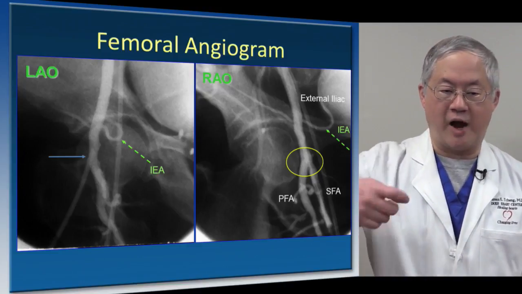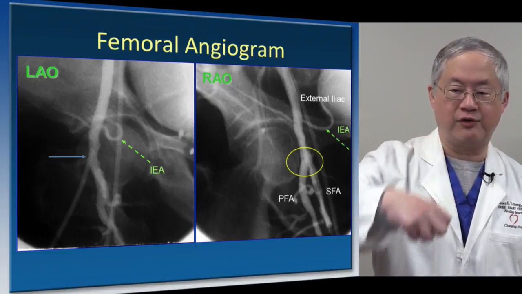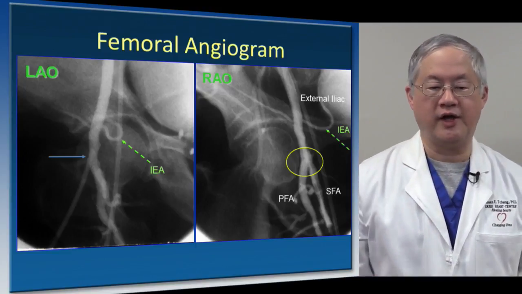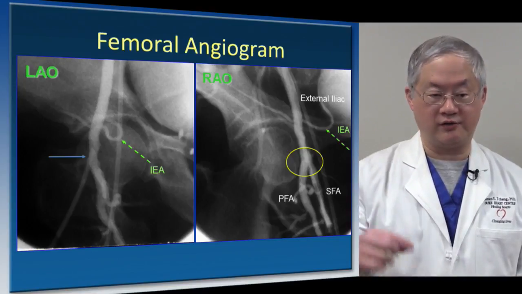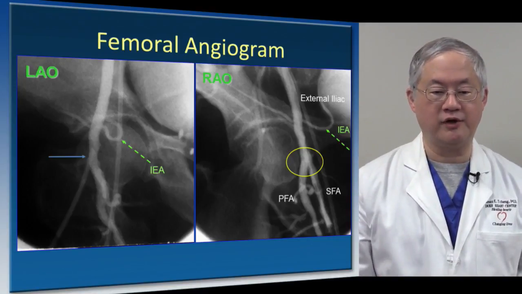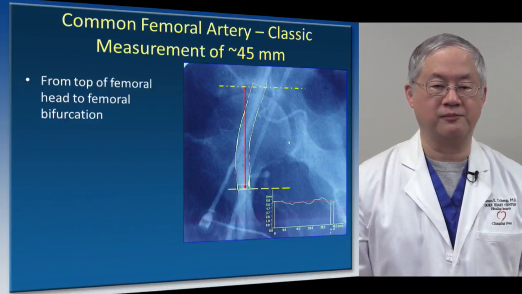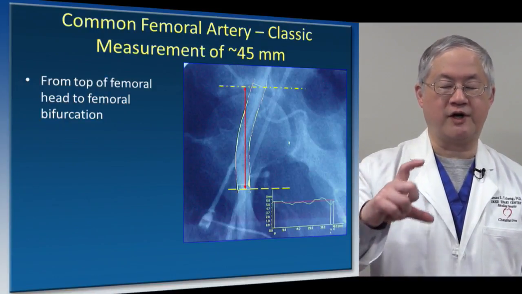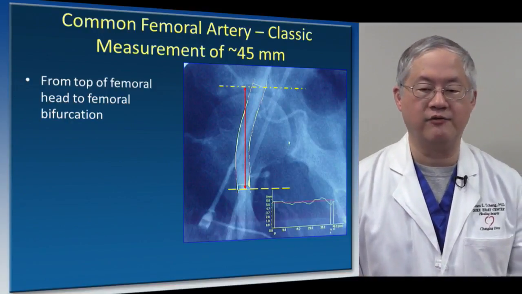The IEA wraps around the inguinal ligament, so that actually is a pretty good landmark to tell you where the inguinal ligament is, and it suggests that you really don't want to be too high either. That blue arrow where the midpoint is probably the best place for the strike zone to occur. So when I say strike zone, what am I talking about? Let's take a look at the measurements of the common femoral artery.